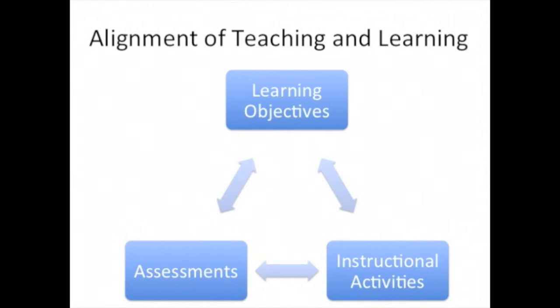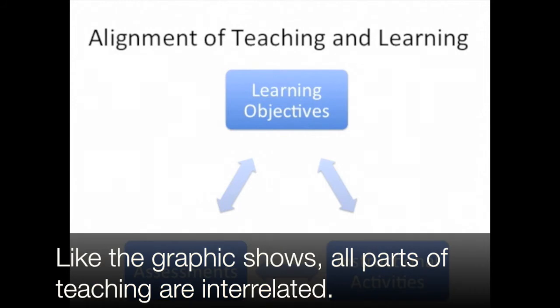And here in this graphic, you can see that each thing is dependent on the other. It's not that one leads to another, but they're co-related. They are interdependent. They depend on each other. We'll start with learning objectives because that's generally where you want to start.